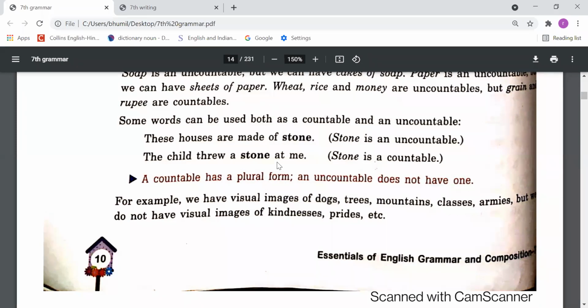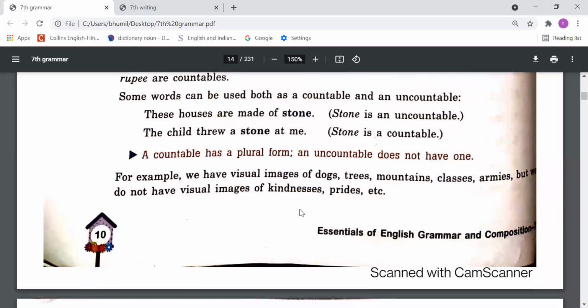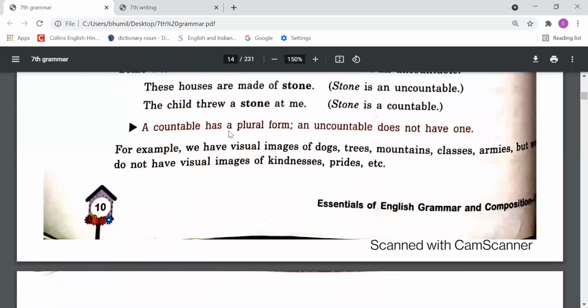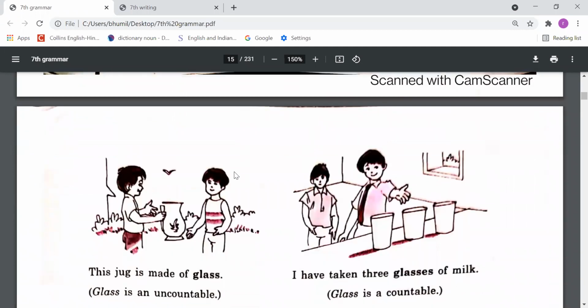But when we consider stone as a material, like gold, silver, iron, stone, in that case it is uncountable, because names of materials are uncountable nouns, right? So stone as a piece is countable and stone as a material is uncountable. A countable has a plural form and an uncountable does not have any. Same thing we have studied. For example, we can visualize images of dogs, trees, mountains, classes, armies, but we don't have visual images of kindnesses, prides, etc. So things which do not exist physically in the world are abstract nouns. All these things I have told you.